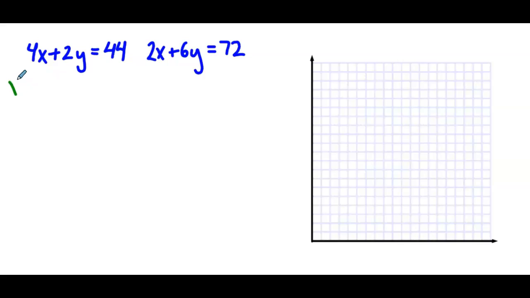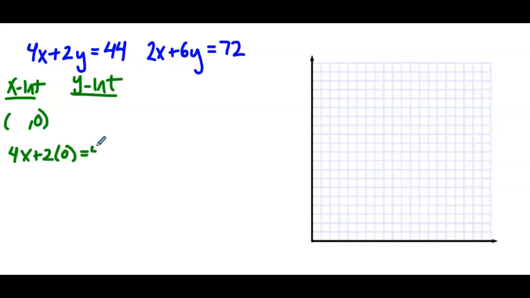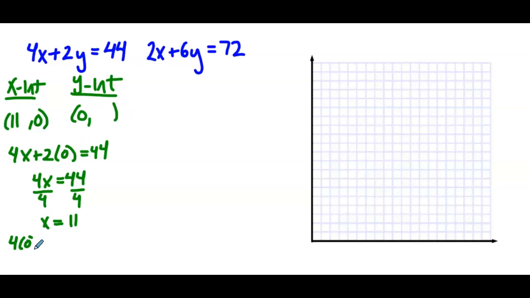So for this first one, let's look at the x-intercept and the y-intercept. So as we've discussed, the x-intercept is a point whose y-coordinate is 0. So we'll substitute 0 in for y. So 2 times 0 is 0, so we're left with 4x equals 44. Divide both sides by 4, x equals 11. And then the y-intercept is a point whose x-coordinate is 0. So doing the same thing, substituting 0 in for x now.